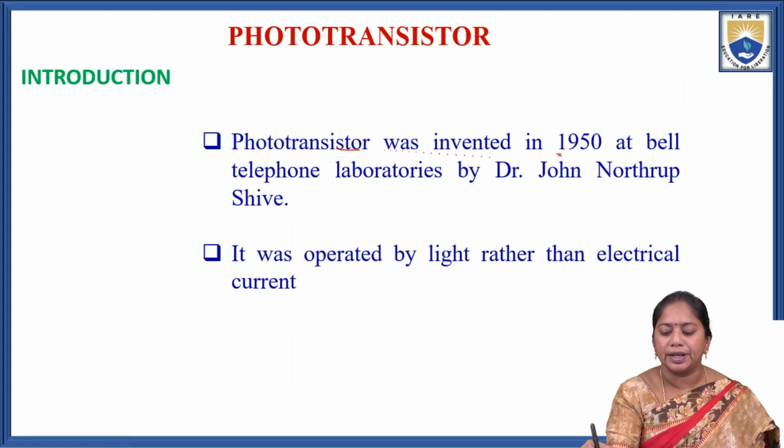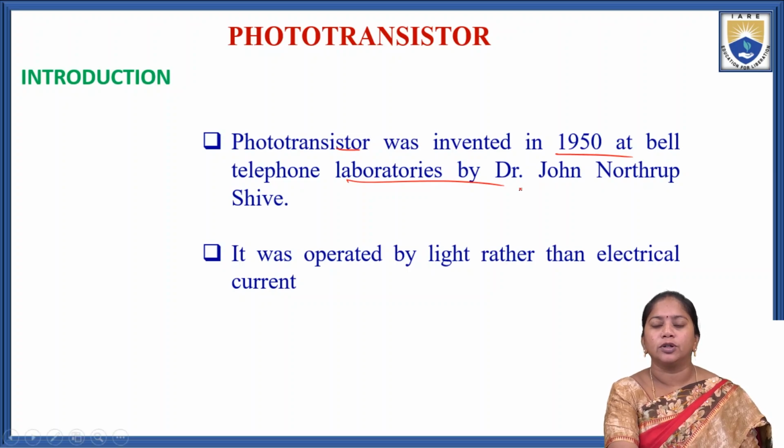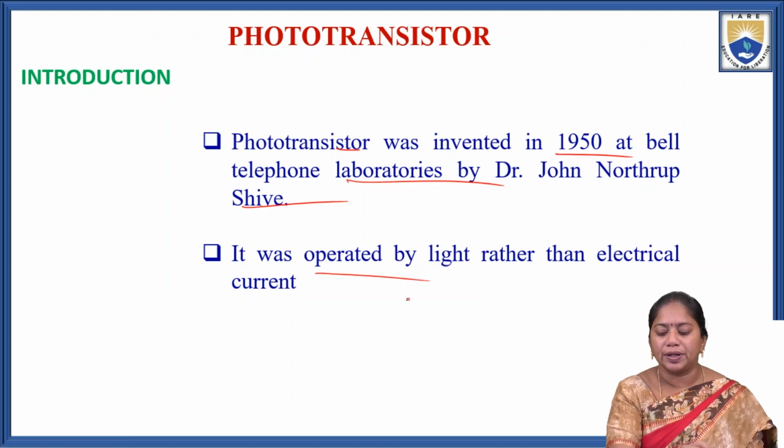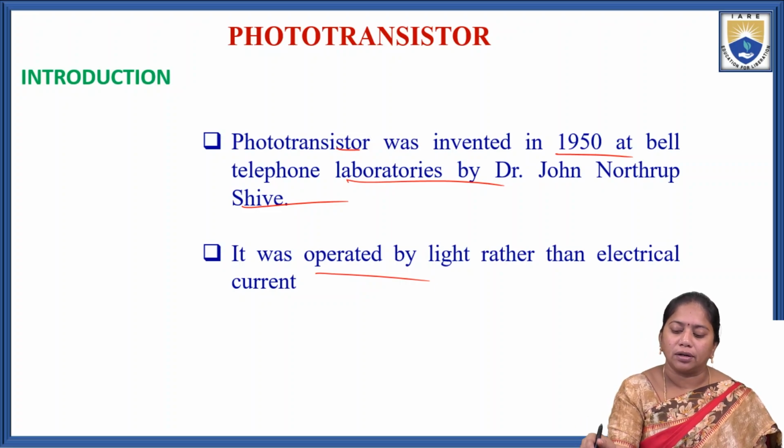The phototransistor was invented in 1950 at Bell Laboratories by Dr. John Northrop Shive. It is operated by light rather than by electrical current.